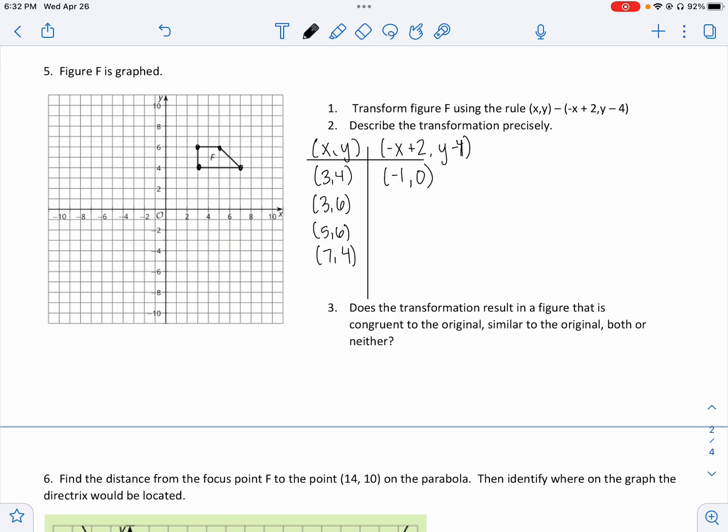Then we'll do, again, negative 3 plus 2 is a negative 1, and then 6 minus 4 is 2. Negative 5 plus 2 is now a negative 3, and 6 minus 4 is going to be 2. And then negative 7 plus 2 would be a negative 5, with 4 minus 4 is 0. So these are going to be the new points for the new figure F. So you can just take a second and plot those. Negative 3, comma 2, negative 5, comma 0.